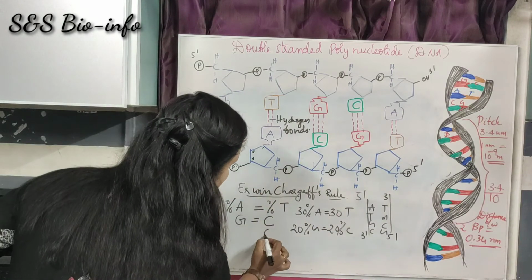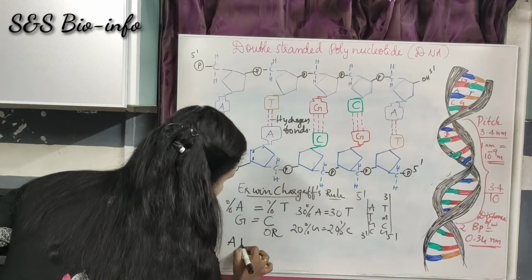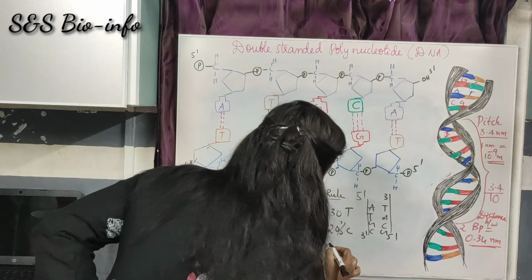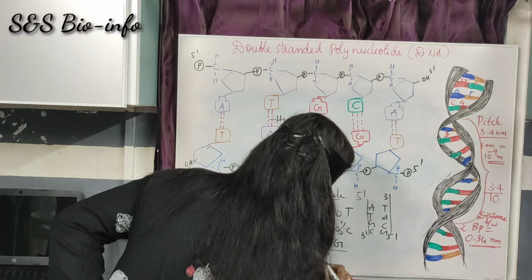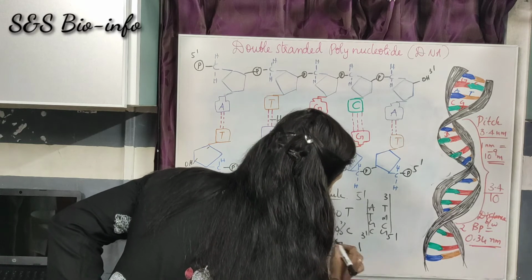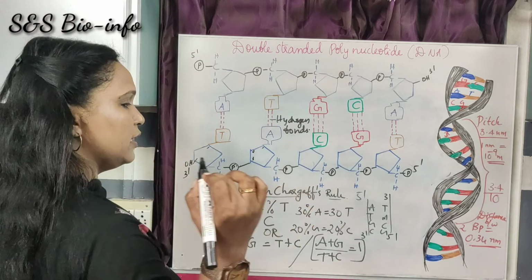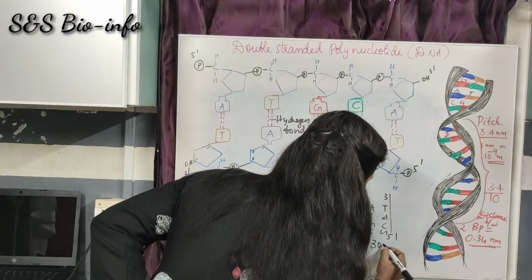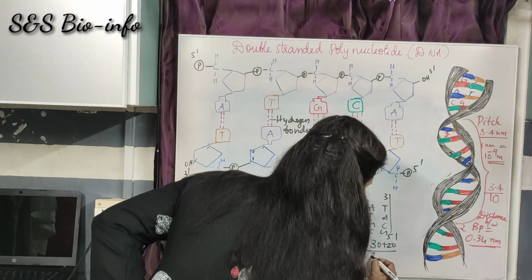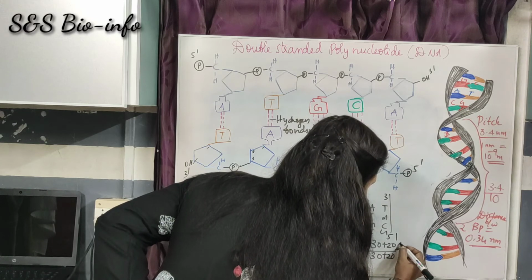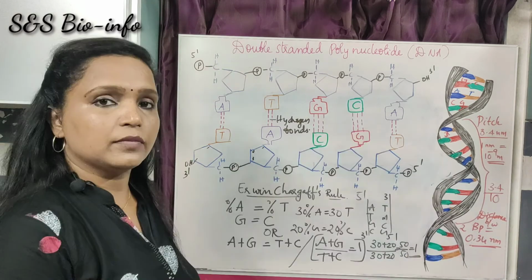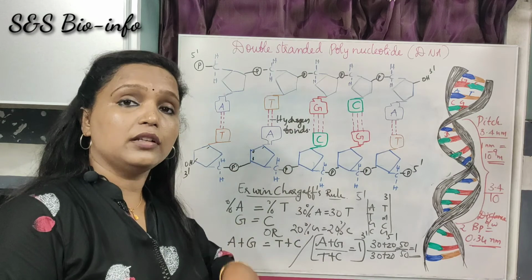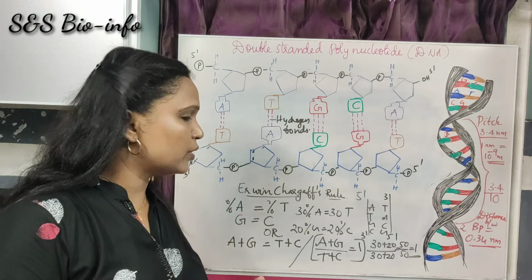Or it can be written like this: adenine plus guanine is equal to thymine plus cytosine, or adenine plus guanine divided by thymine plus cytosine is equal to 1, a constant. Here you can clearly understand that if adenine has 30%, guanine 20%, thymine 30%, cytosine 20%, then 50 by 50 is equal to 1. This is known as Erwin Chargaff's rule. The amount of adenine is equal to thymine, the amount of guanine is equal to cytosine.